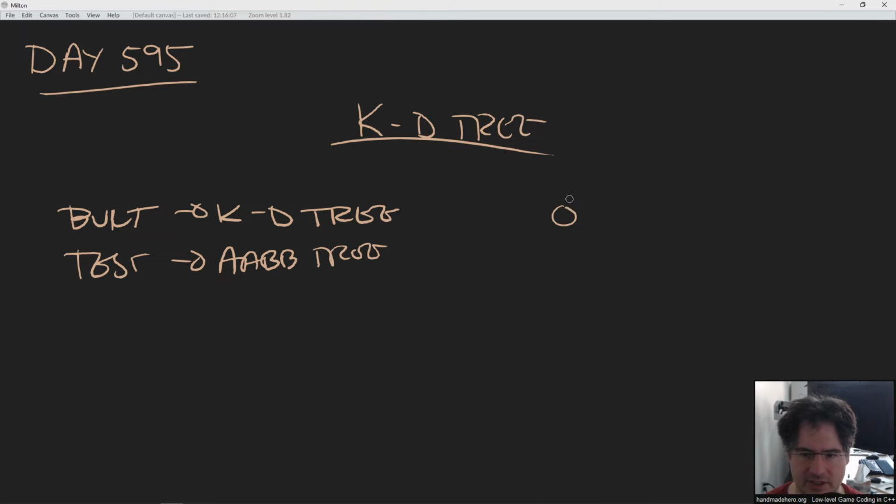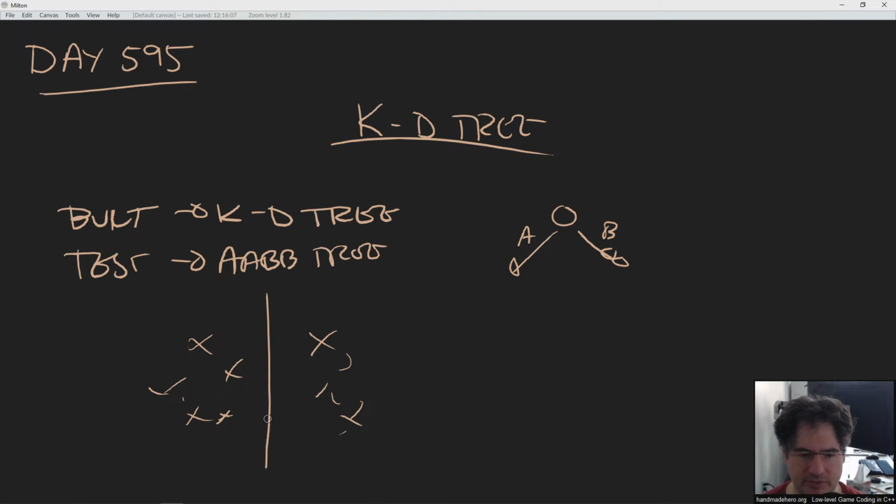So if this is like my node, and I'm going to have an A and B branch here that I go down, the way that it splits space is, you've got a bunch of objects in the space, and it picks a split plane and sorts them into an A side and a B side, right? And so a KD tree is just doing that recursively.